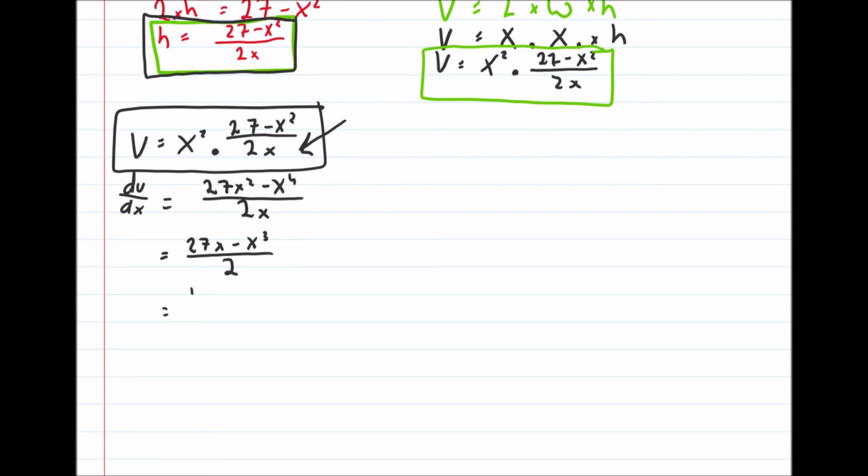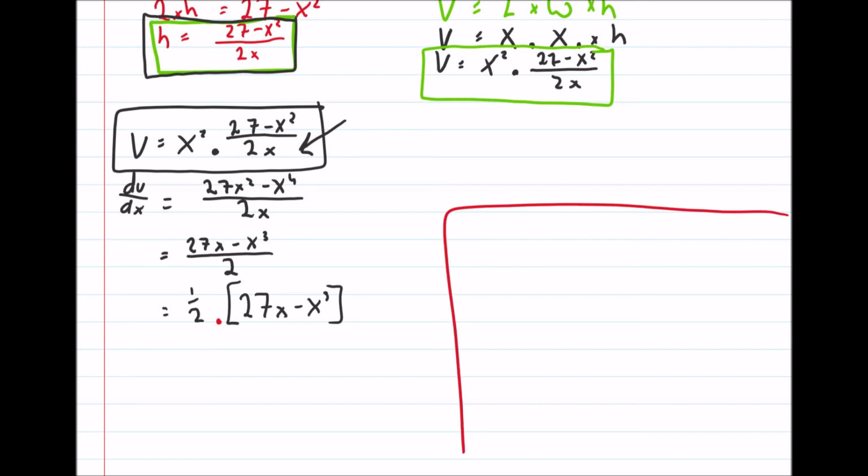But generally I like the product rule, so if I change it into this, then I can use product rule. Okay, sorry, did I say chain rule for this? Sorry, I meant product rule. So I'll be using product rule here. Look, I have a half multiplied by 27x minus x cubed. So if I differentiate that, I'll do it over here. So half multiplied by 27x minus x cubed.